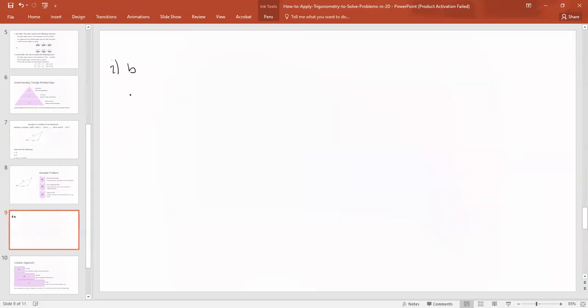Remember the rule. The rule states that we have to use the cosine rule here because two sides are given and one included angle is given. So we have to use the cosine rule to find B. We state that B squared is equal to A squared plus C squared minus 2 times the side A times the side C times cosine of the angle B.